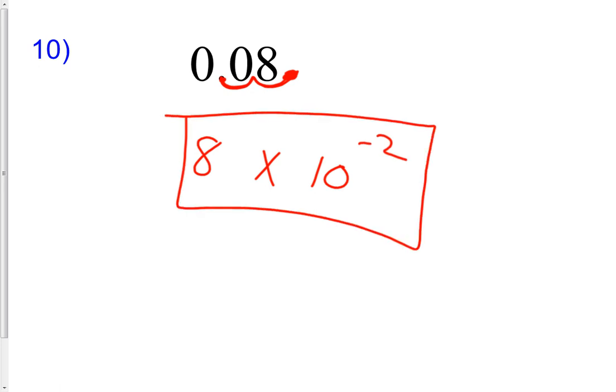Here I want one non-zero digit to the left of the decimal. So here's my decimal, and I want this 8 to be left of the decimal. So I got to move it over 2 spots, so I want my decimal right there. So it's 8.0, or just 8, times 10. This time I moved it the other way, so it's times 10 to the negative second. 8 times 10 to the negative second on that one.